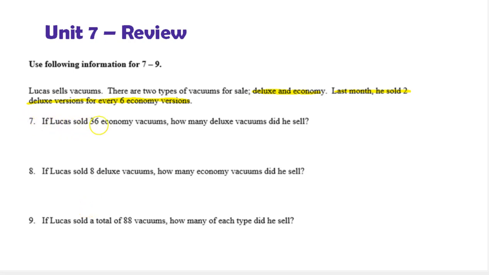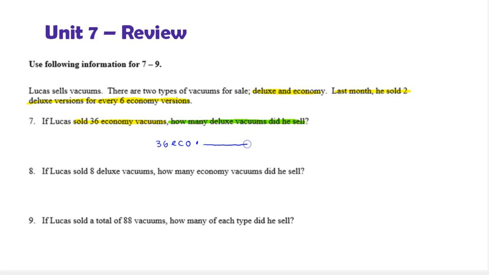If Lucas sold 36 economy vacuums, so that's also given information. Now we have our question. How many deluxe vacuums did he sell? Okay. So to solve this problem, we're going to start with the given information in this question, which is 36 economy vacuums. Just going to call them eco.